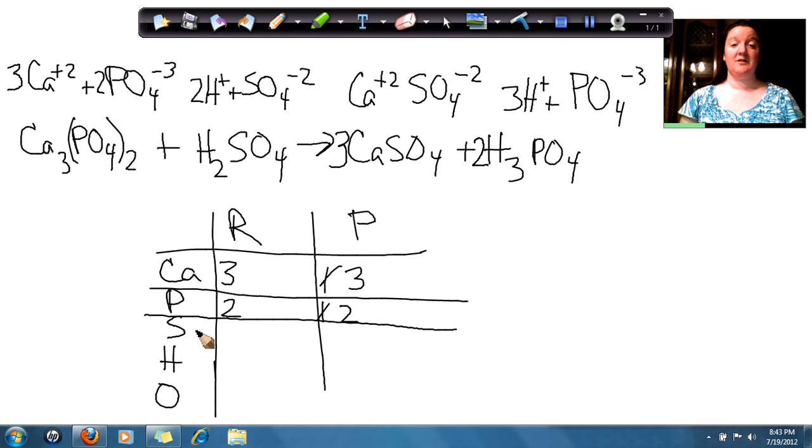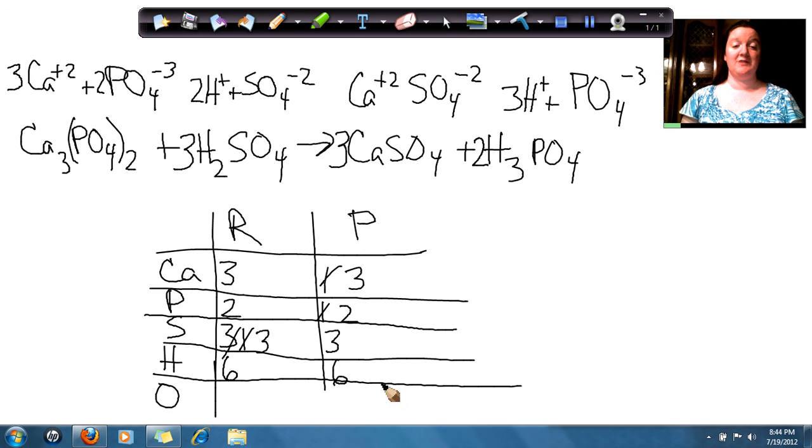So now let's look at our sulfur. In this case, on this side I only have 1 sulfur, and on the product side I have 3. So that means I need to get 3 on this side. So I'm going to add a 3 in front of that. So now I have my sulfurs balanced. Now let's look at our hydrogens. I'm taking 3 times 2, which gives me 6. And on this side I have 2 times 3, which also gives me 6. Great, the hydrogens are balanced.